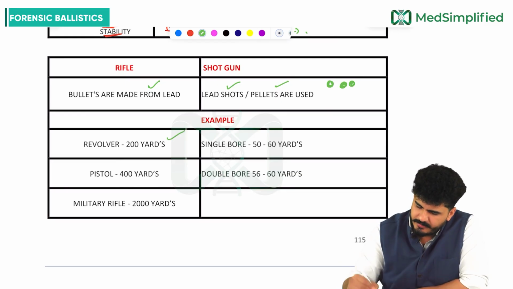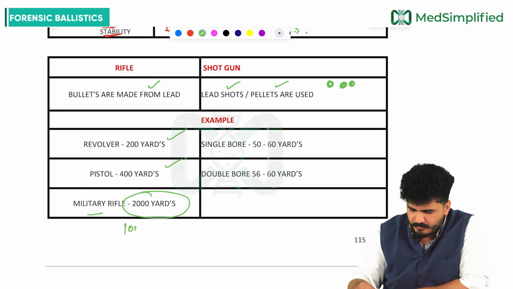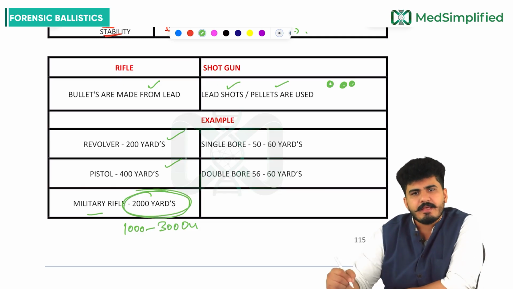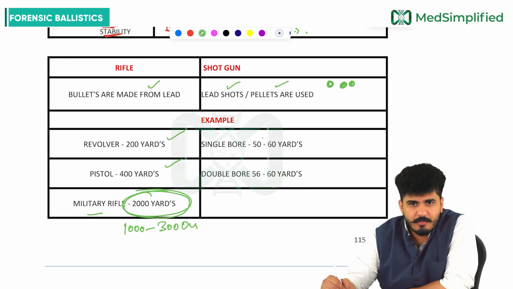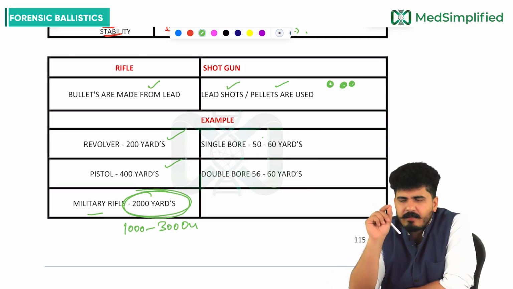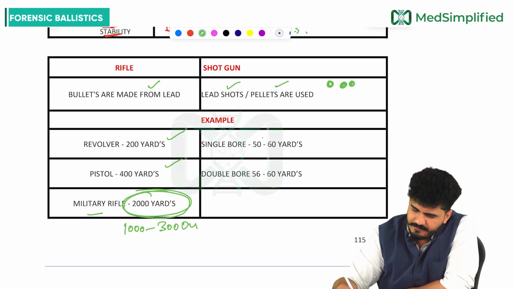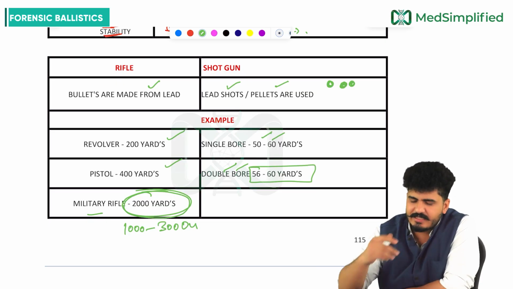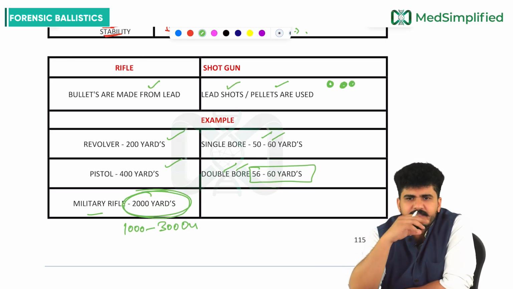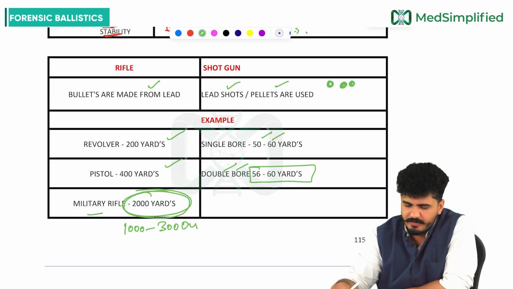Revolver range is 200, pistol is 400 to 500, military rifle is 2000 yards, actually 1000 to 3000 yards, but we take it as an average of 2000 yards. Single bore, I told you what a bore is. Bore is metal balls fitting inside the inner diameter of the barrel. Single bore is 50 to 60 yards. If double bore, then 56 to 60 yards. Not much difference, almost the same.